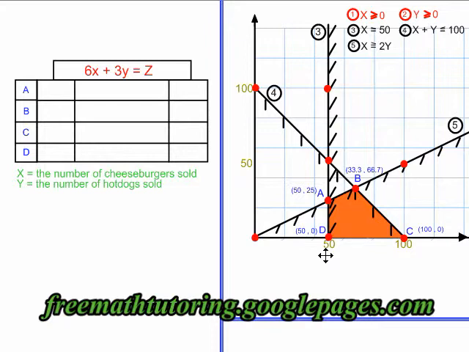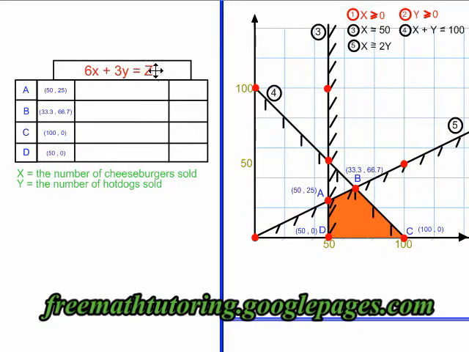The first thing I want to do is make a table like I have on the left and enter vertex A, B, C, and D into it on the left side. I need to know the x and y coordinates of the vertices for this operation, so I enter them beside their vertex label in the table. 50, 25 is A, 33.3, 66.7 is B, 100, 0 is C, and 50, 0 is D.